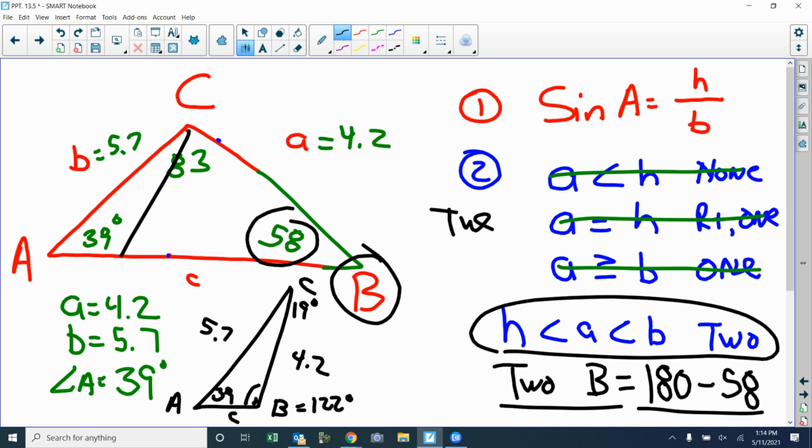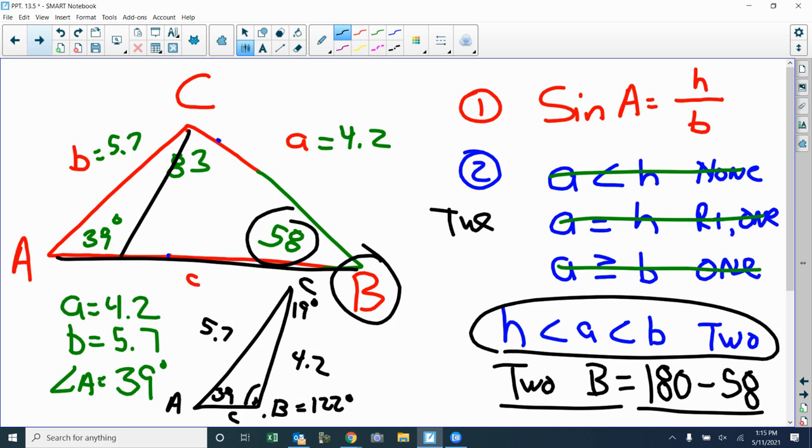4.2 was long enough, yet smaller than the height, so we could go on this end and then go on this end, because what's changing is the length of side C and the size of angle B and the size of angle C. So there's your three possibilities. I will have this for you. You won't have to memorize it. How does that feel, everybody?